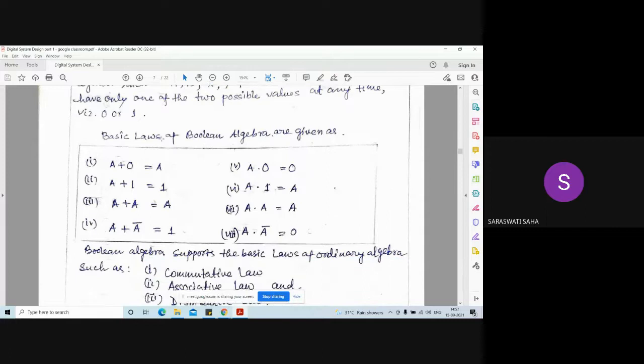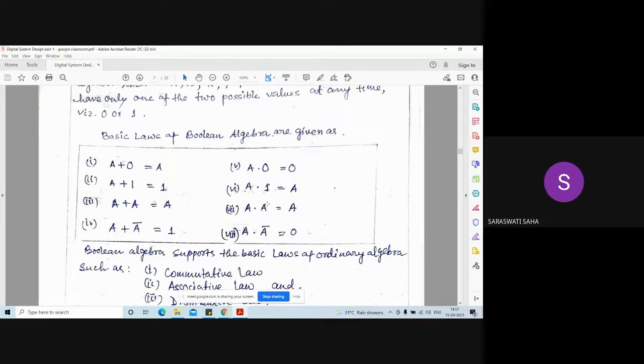Now, next, some basic laws of Boolean algebra. We should remember this and we can understand this also. Suppose this section is somehow related with this. How? See, here all are in OR operation. Here, all are in AND operation.